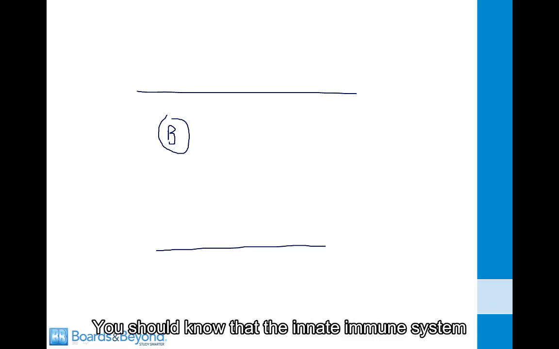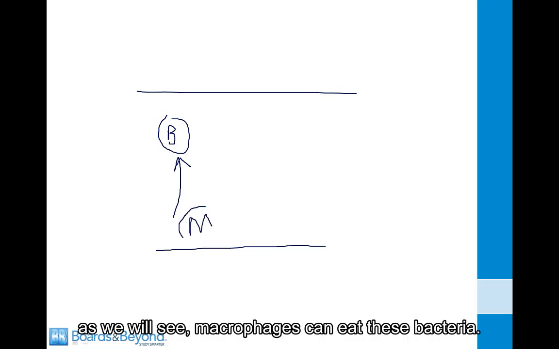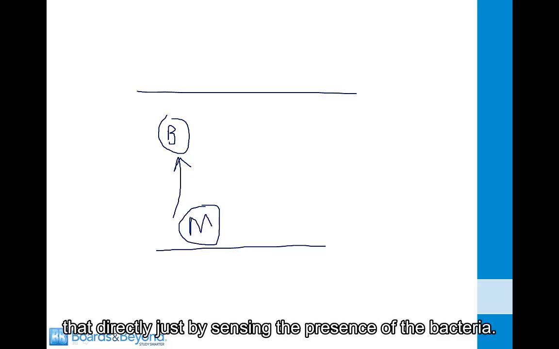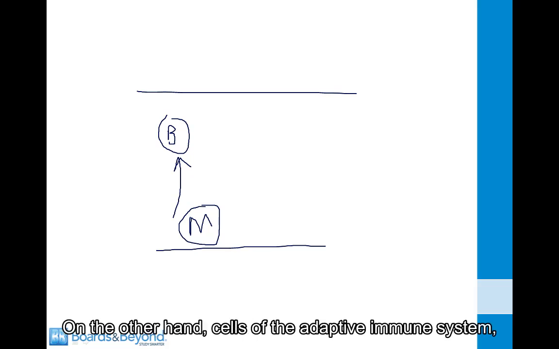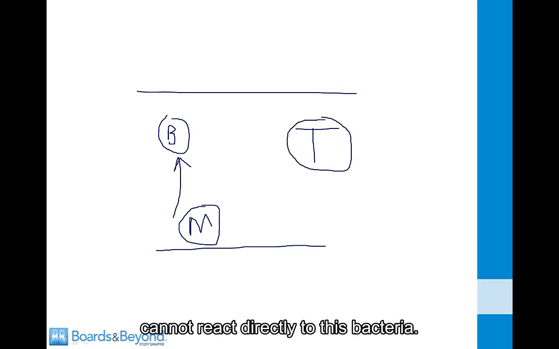You should know that the innate immune system can react directly to antigens present on the bacterial cell. So for example, as we will see, macrophages can eat these bacteria. It's a process called phagocytosis, and they can do that directly just by sensing the presence of the bacteria. On the other hand, cells of the adaptive immune system, the most important of which are the T cells, cannot react directly to this bacteria. The bacteria can be right next to the T cell, and the T cell won't do anything at all.